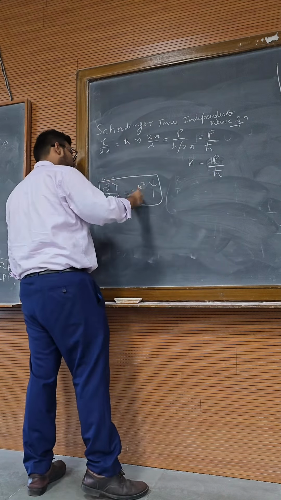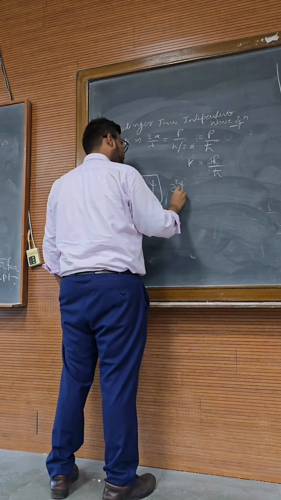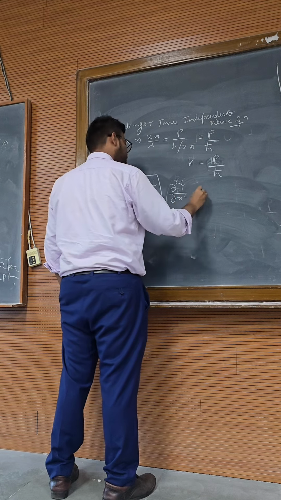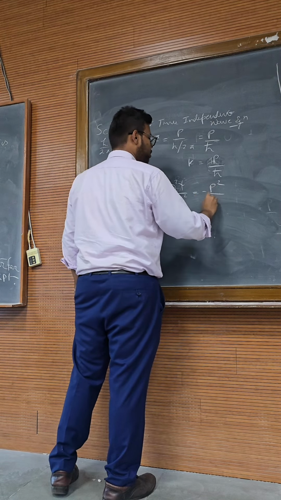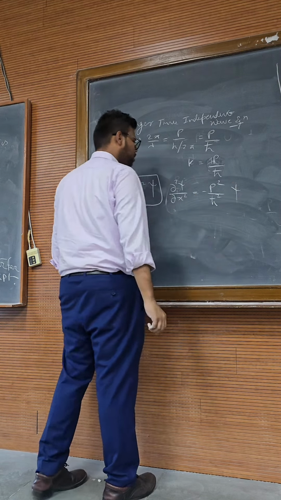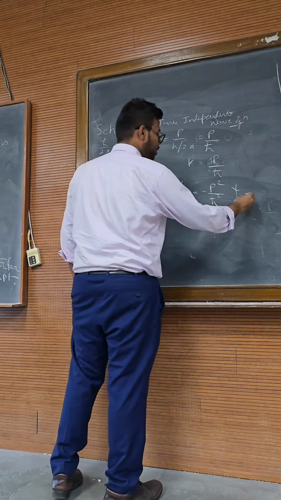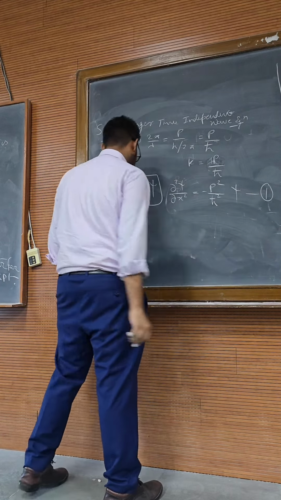Okay, so we can substitute this thing over here, and we get del 2 psi by del x square is equal to negative p square by h bar square into psi. So let's keep it as our equation number 1, for instance.